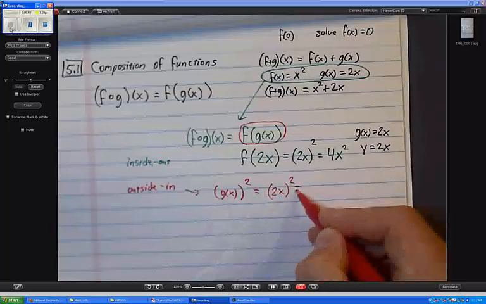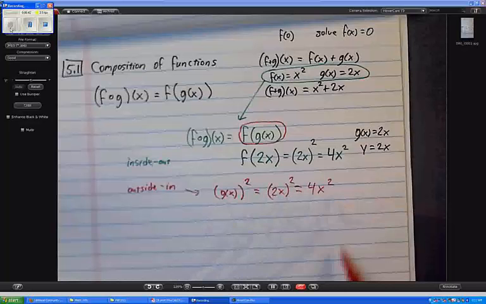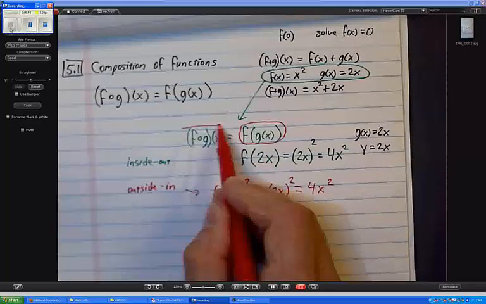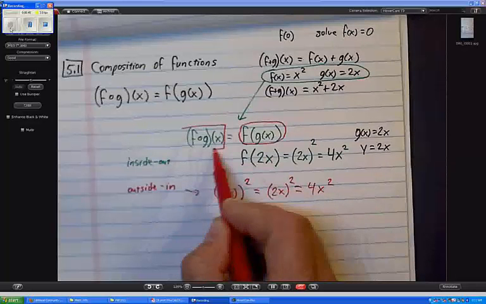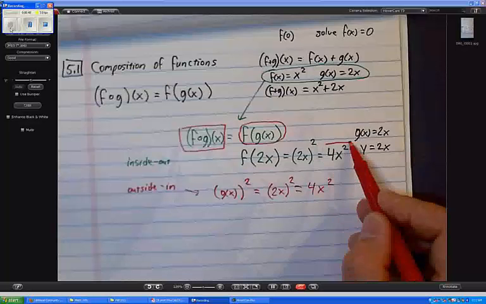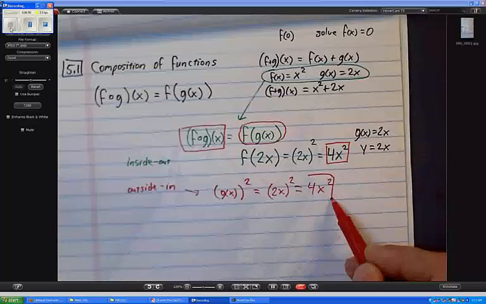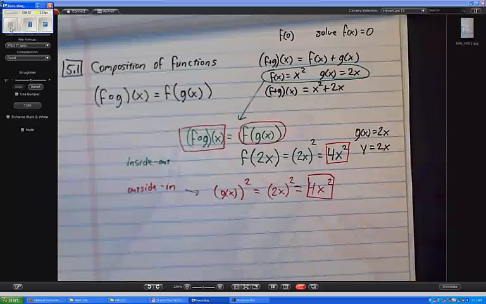Either way, f composed with g in this first example I did ends up being 4x squared. Okay? It's a way of putting functions together.